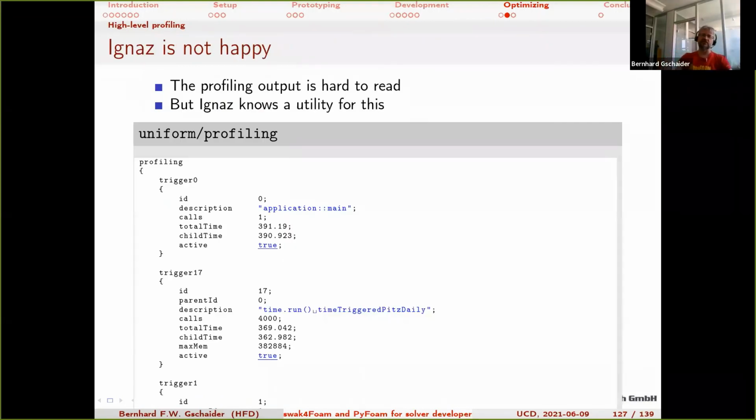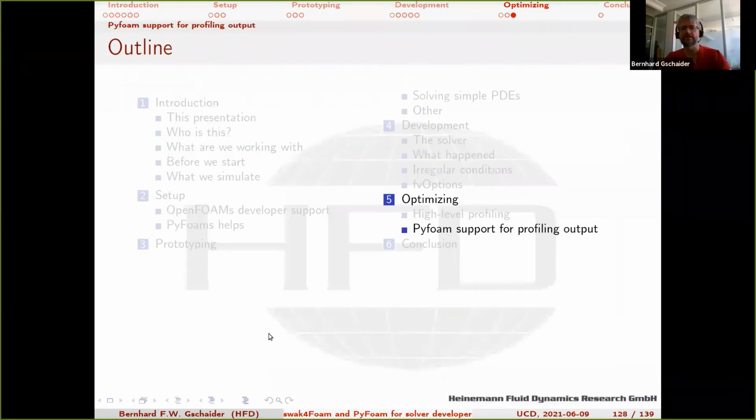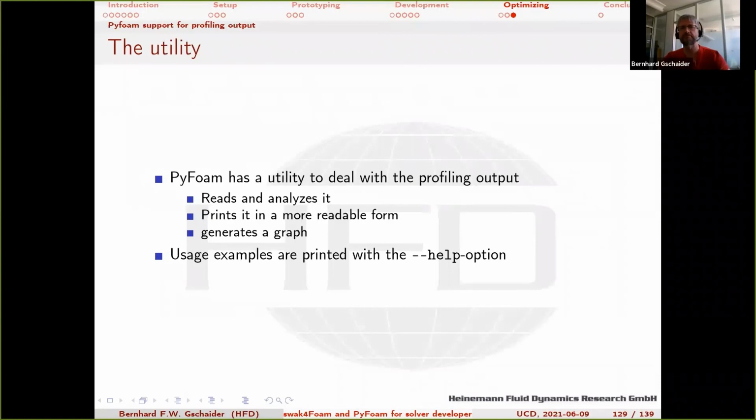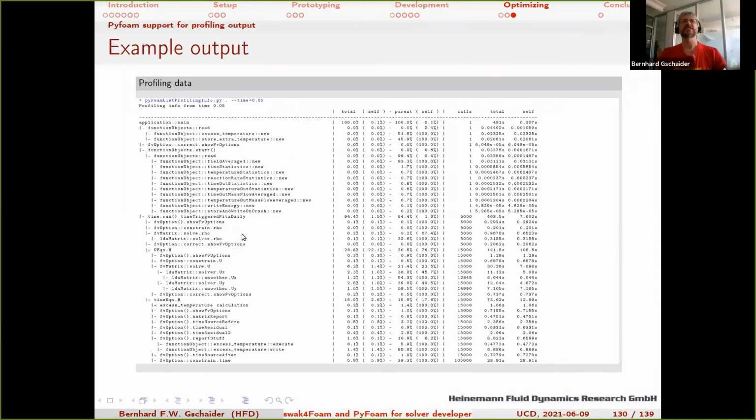And Ignaz now is not very happy with the results that he gets, because when you look at these files, all the information is there, but it's hard to read. So he turns to PyFoam, because PyFoam has a utility that can be used to deal with this profiling output. I'm going to go through this a bit quicker. In its easiest form, you just tell it profiling info, in the current case, look for the profiling info at the time 0.05, and then you get this list.